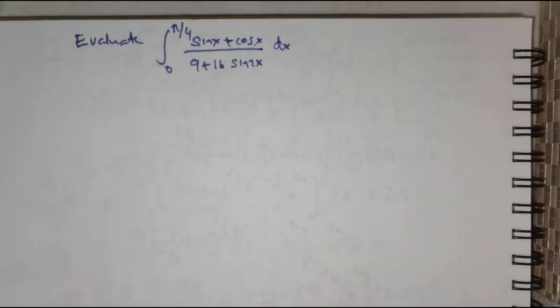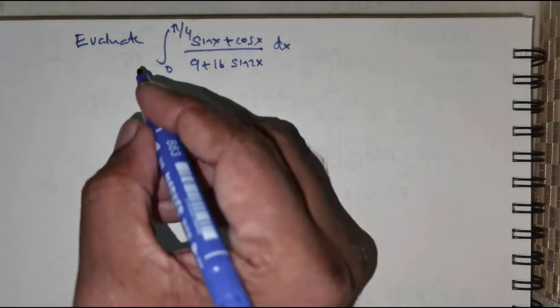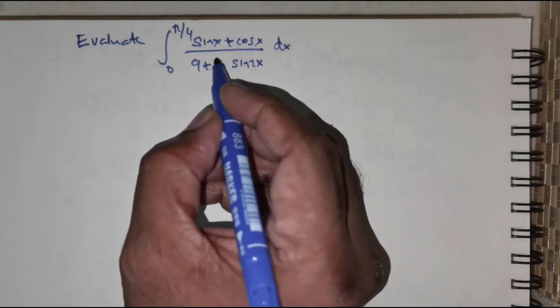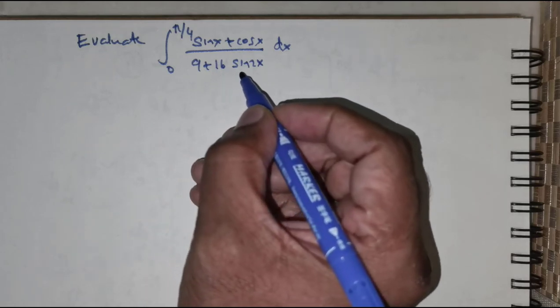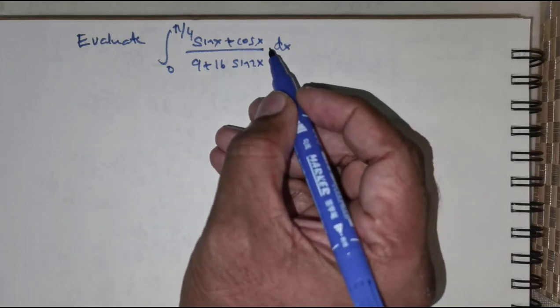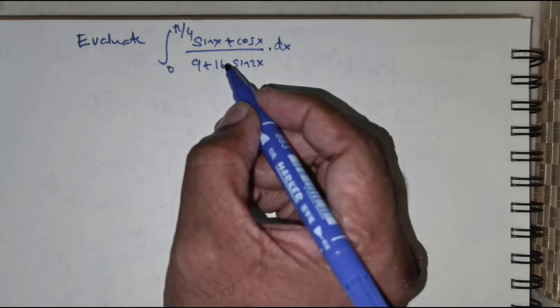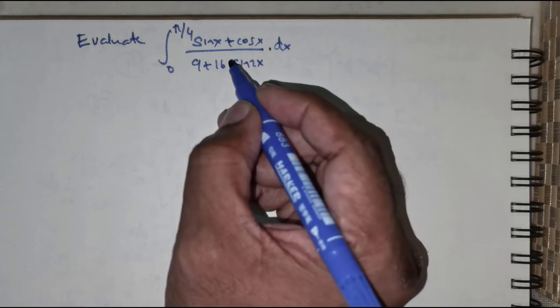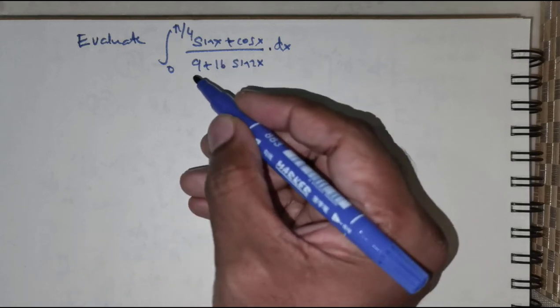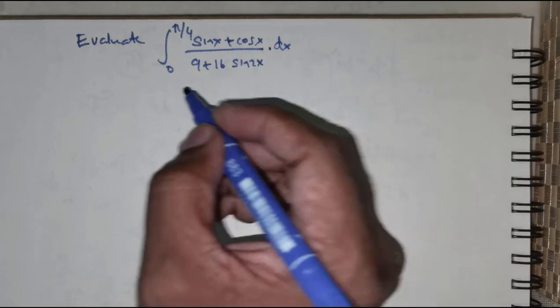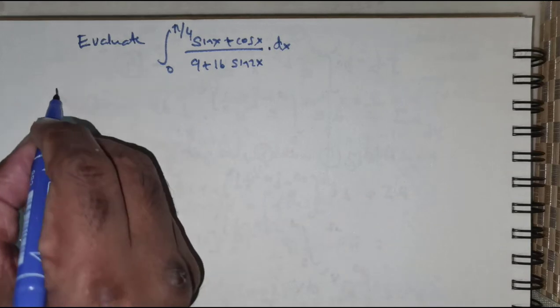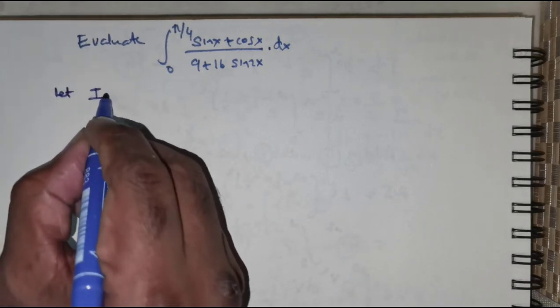Welcome students, we are expected to evaluate this integral from 0 to pi over 4 of (sin x + cos x) divided by (9 + 16 times sin 2x) dx. Now this particular question has been approached by different people using different methods, but I am going to approach it in a different manner.